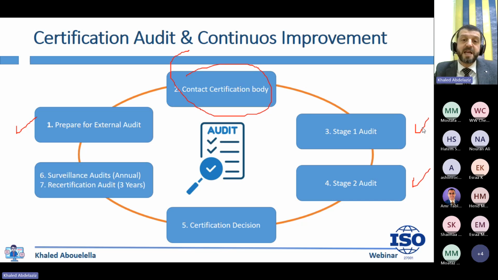Okay, then stage 2 is about ensuring the actual implementation of the information security management system. And stage 2 should be on site. In stage 2, the auditor evaluates the actual implementation of the information security management system. You need to show evidence. Show me the implementation. Show me the control. What changes have been done? What did you do before these changes?